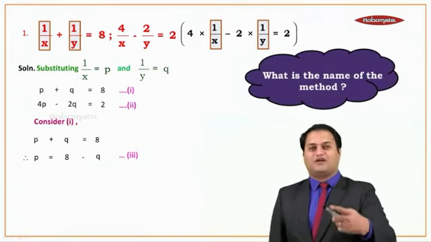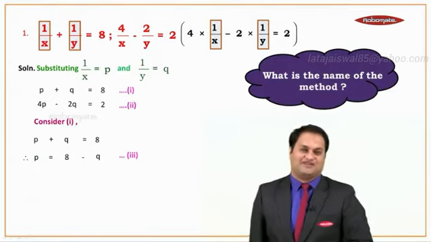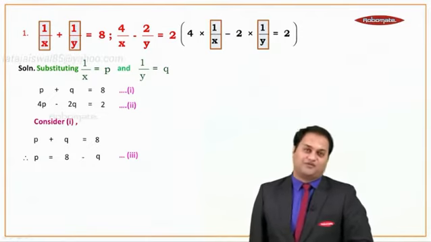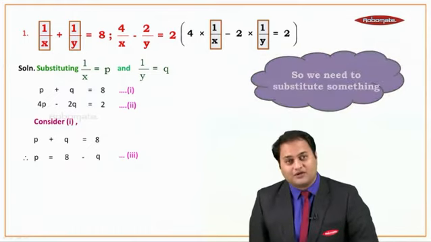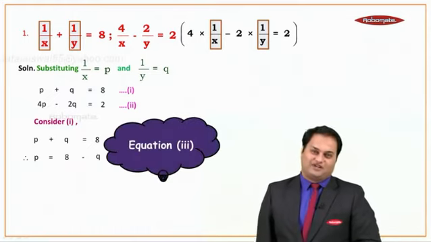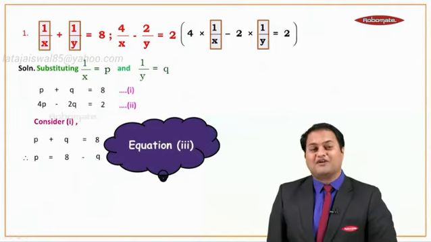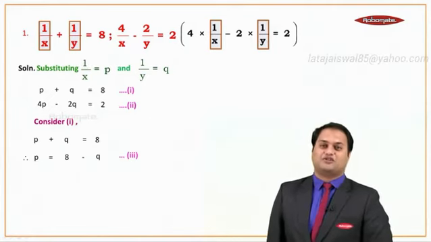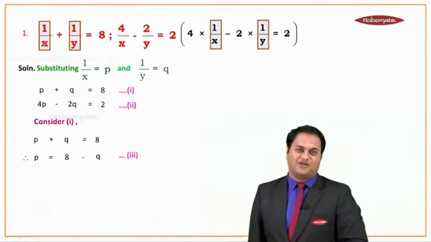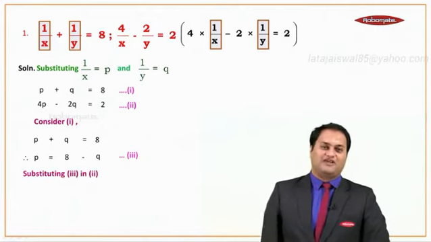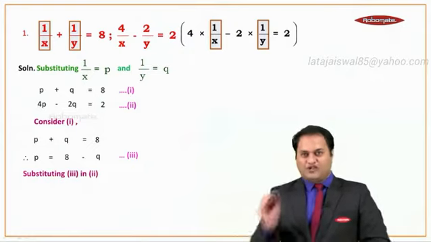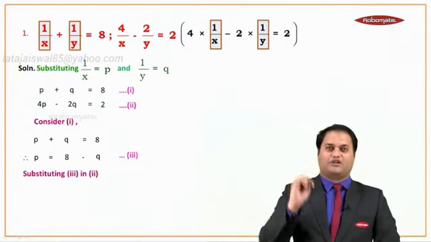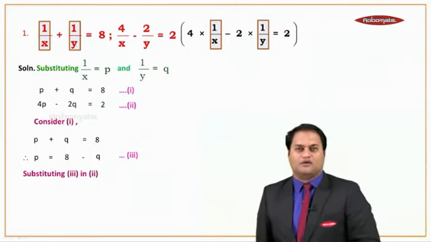Now what is the name of the method that we are using now? Substitution method. What do we do in substitution method? We substitute. What do we substitute? Equation number 3. Where do we substitute? Whichever equation was not considered. Here which equation was not considered? Equation number 2. So let us substitute equation 3 in equation 2. In the place of p, let us substitute equation number 3.